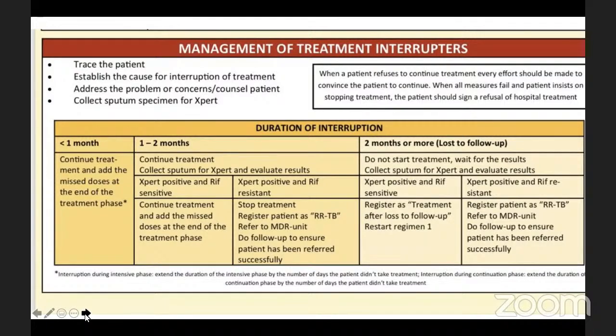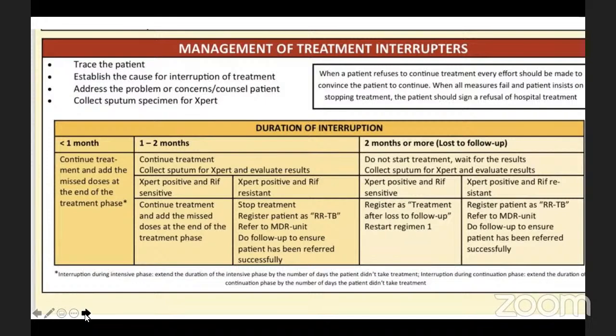But with a patient whose Xpert comes back positive and is rifampicin resistant, then you stop the treatment, and you register the patient as rifampicin resistant. You refer to the MDR unit, and you follow up to ensure that the patient has been referred successfully. And then the question is, what about those people who have missed medication for more than 2 months? You do not start the patient on treatment.